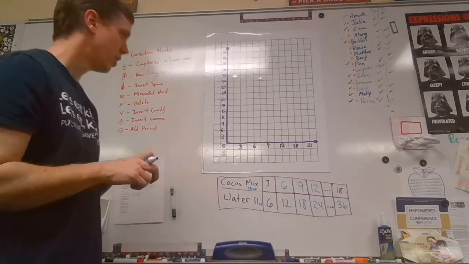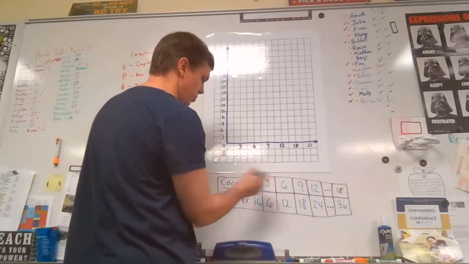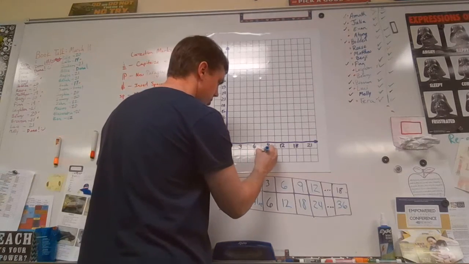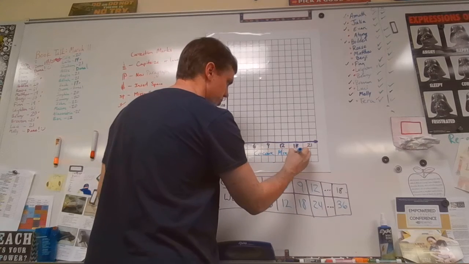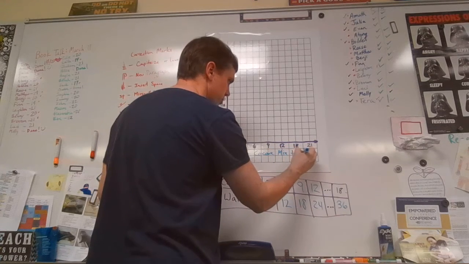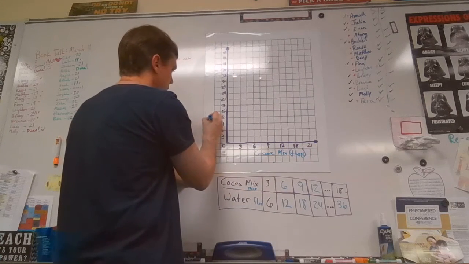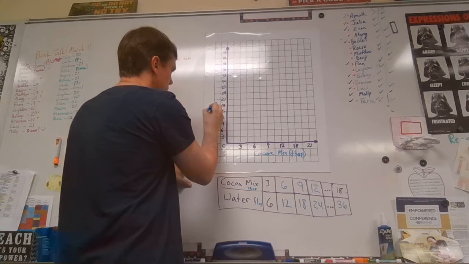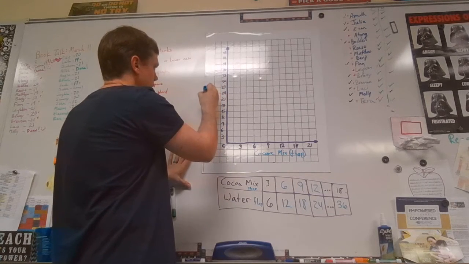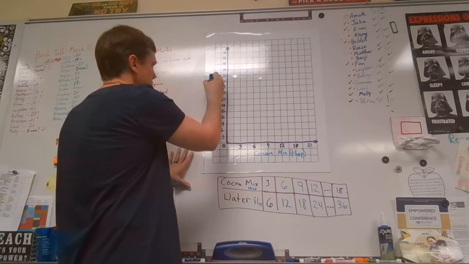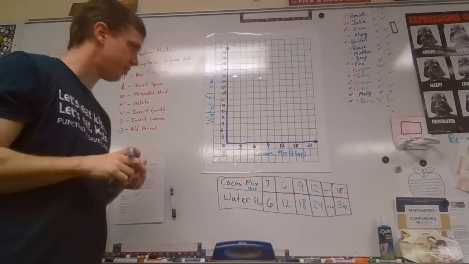fluid ounces of water. So here, now we have to graph it, all right? So this is going to be our cocoa mix in tablespoons. And then going up the side here, we're going to have water, which I'm trying to write sideways, and that is in fluid ounces, which is terrible, but whatever, you get the idea.